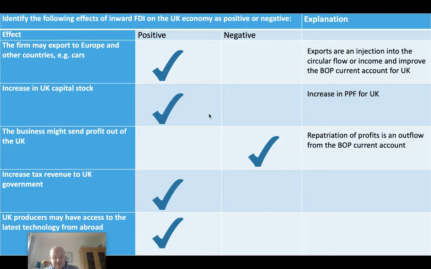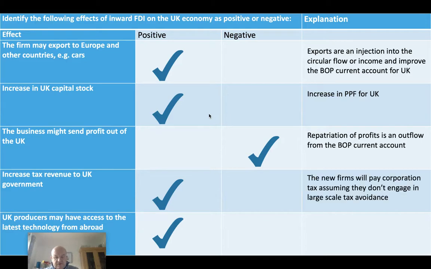The negative is that if businesses are sending out the repatriation of profits, that is an outflow from our balance of payments current account, so clearly that would be a negative as far as FDI is concerned. However, the argument is that the new firms will pay corporation tax, assuming they don't engage in large-scale tax avoidance. So again, it depends on the organisation and whether they're sustainable and want to support the countries they're setting up in; that's a bit of a moot point really.